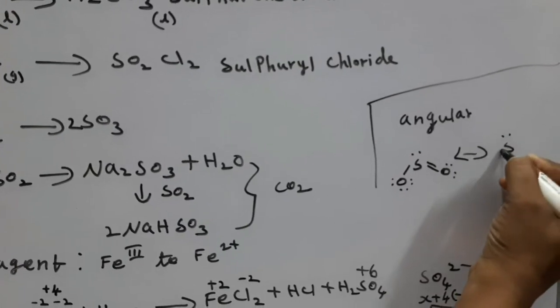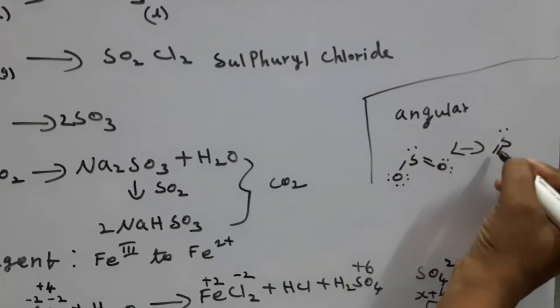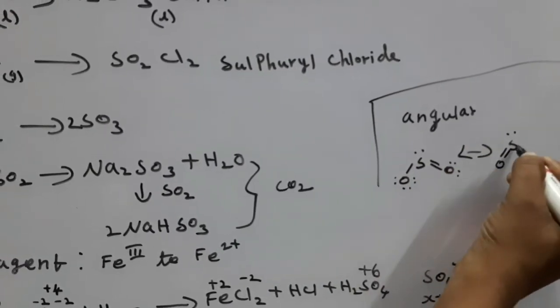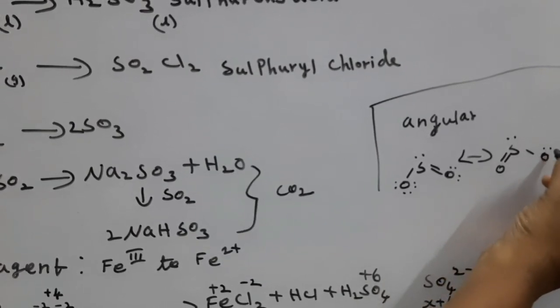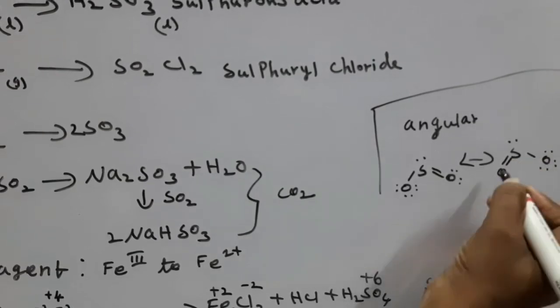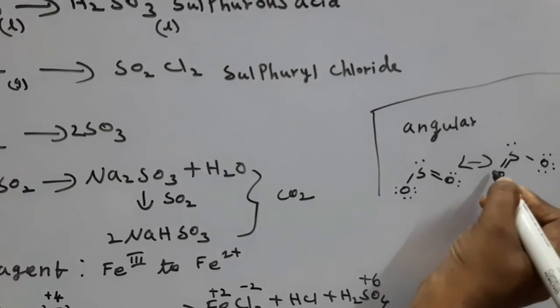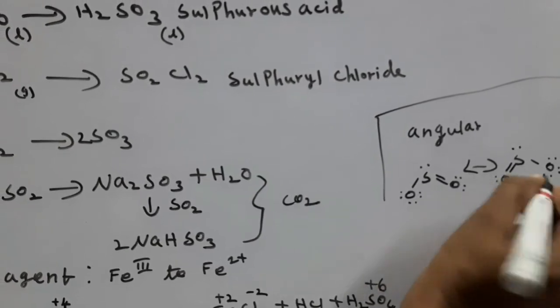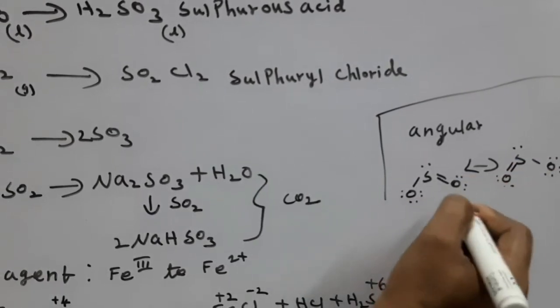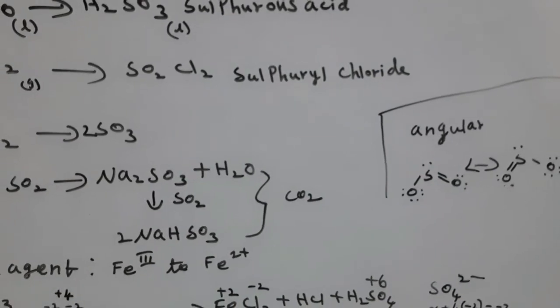So what do you get? Sulfur, and this double bond shifts to the other side, so sulfur is double bonded with the other oxygen. So this is the angular form of the sulfur dioxide structure.